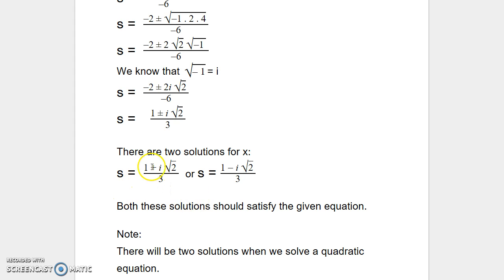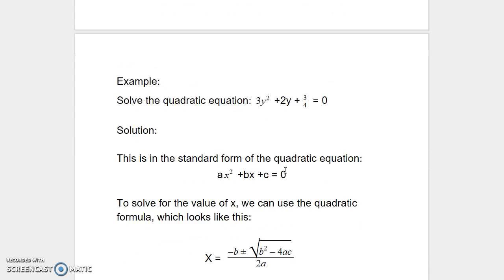Okay, so in this solution we have a real part and an imaginary part. So this is how sometimes we may have to express our solution. Okay, let us look at another example.